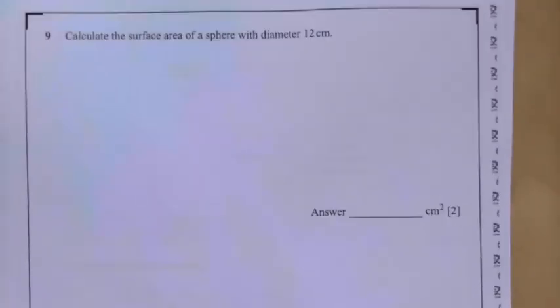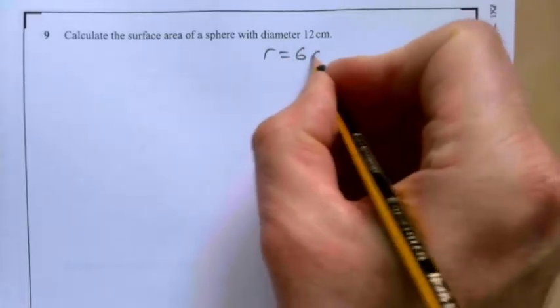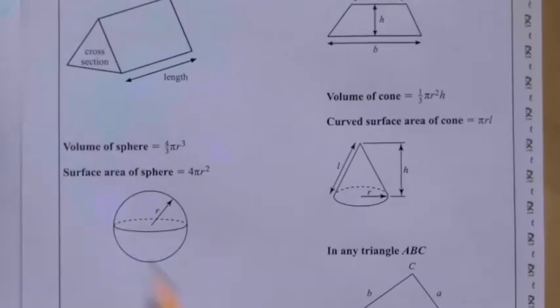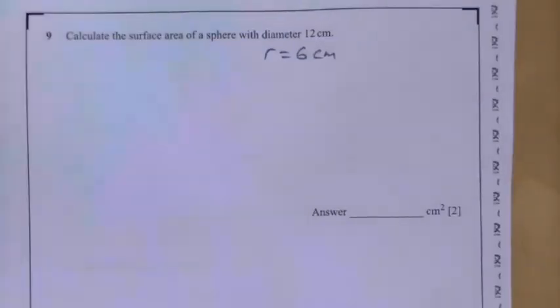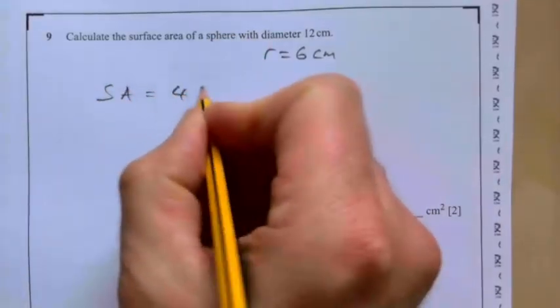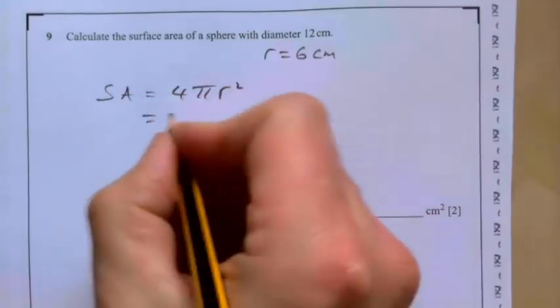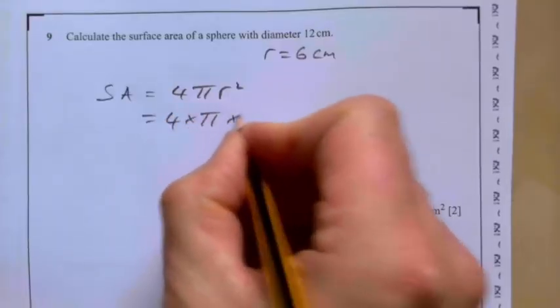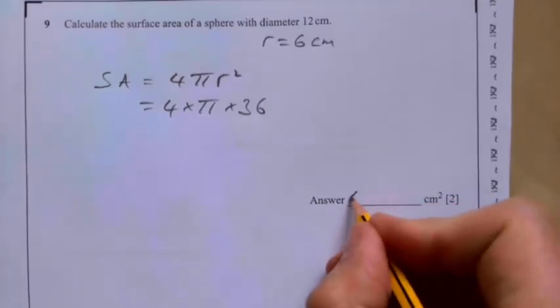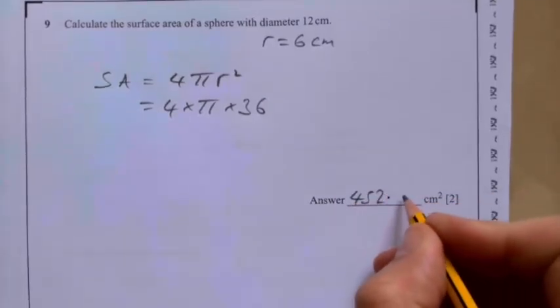Next question, calculate the surface area, you can't see it, of a sphere with diameter 12 centimeters. First of all, we need to realize our radius is 6 centimeters, and if we go to our formula sheet, just inside your front cover there, surface area of a sphere is 4 pi r squared. So it's going to be 4 times pi times 36, which is our 6 squared. Put it into your calculator, you get 452.39.